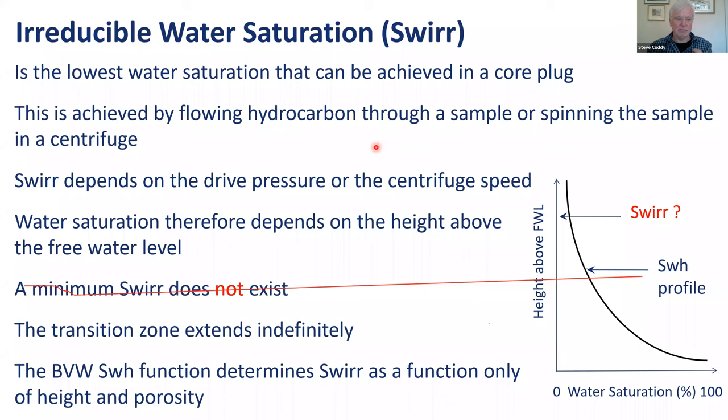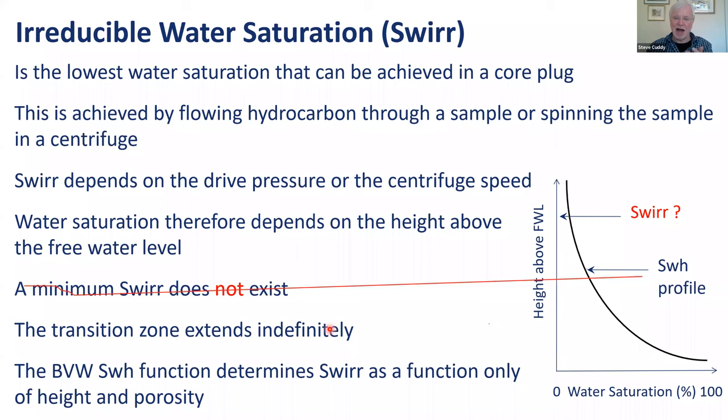So the SW irreducible really depends upon the drive pressure or the centrifuge speeds. It depends upon the height above the free water level. So a minimum SW irreducible does not exist. As you go above the free water level to the top of the reservoir, SW will continue to reduce indefinitely. If the reservoir engineer asks for the SW irreducible, it doesn't exist. It's a continuous profile from the free water level to the top of the reservoir. It extends indefinitely. Now, the BBW function determines SW as a function of height and porosity alone.